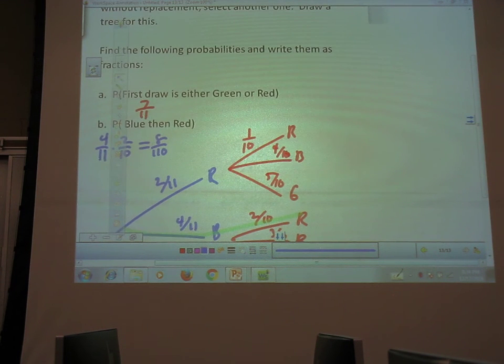Green on second, given blue on first. So this means that I'm given blue on first. What's the probability I drew a blue one first? 100%. I'm given blue is on first. The probability I drew a blue on the first one is 100%. It happened.